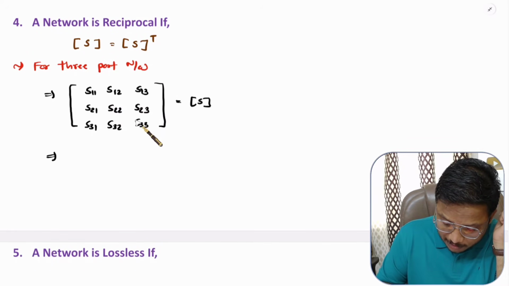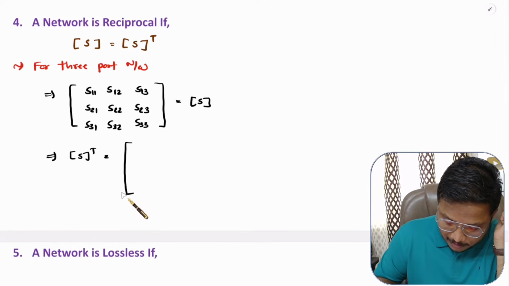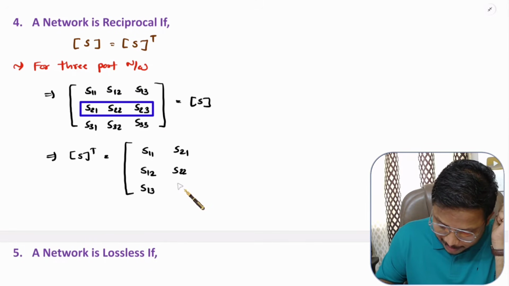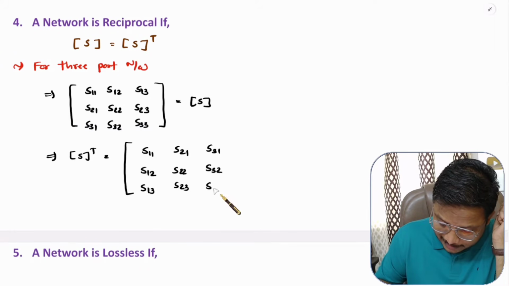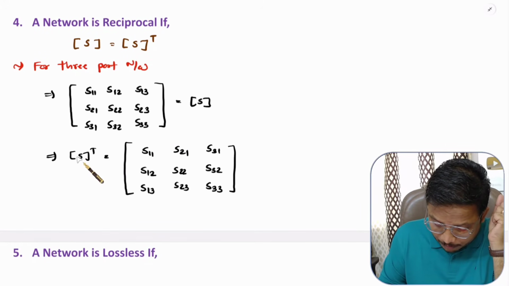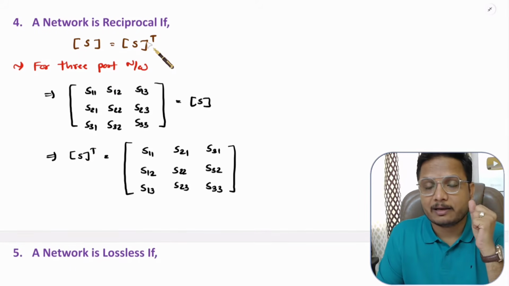And if you want the transpose of this, all you need to do is convert rows into columns, right? So the first row becomes the first column, so it will be S11, S12, S13. The second row becomes the second column, so that will be S21, S22, S23. And the third row becomes the third column, so that is S31, S32 and S33. So see, this S matrix should equal the transpose of this S matrix. In that case only, we will have a reciprocal network, right?